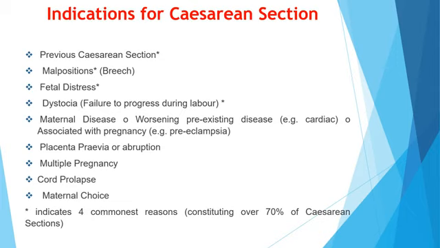Failure to progress during labor, maternal disease, which could be cardiac or preeclampsia and so on. Placenta previa or abruption, where the placenta in the mother's uterus is damaged. Multiple pregnancy. And cord prolapse, where the cord is wrapped around the baby's neck. These could be indications for cesarean section.